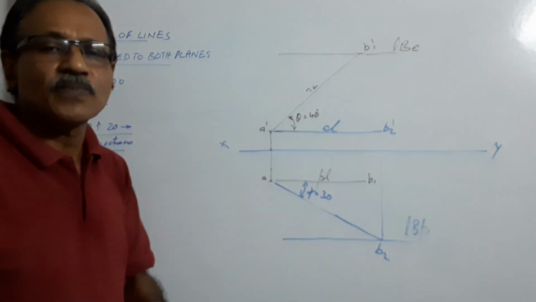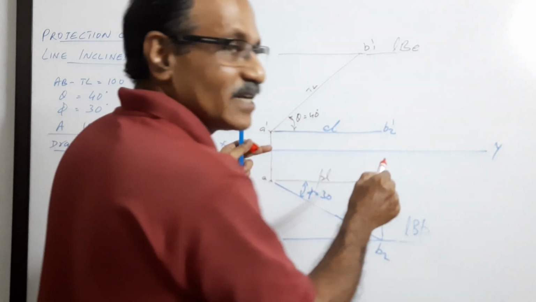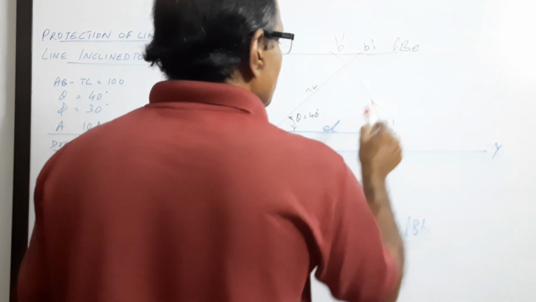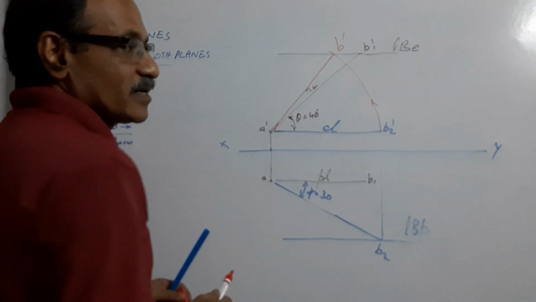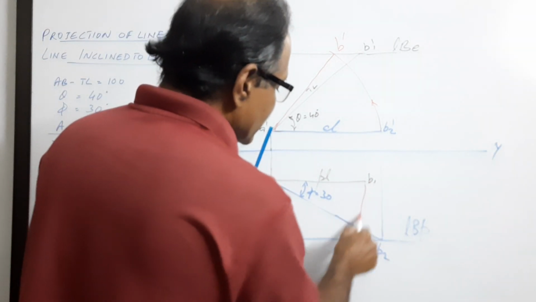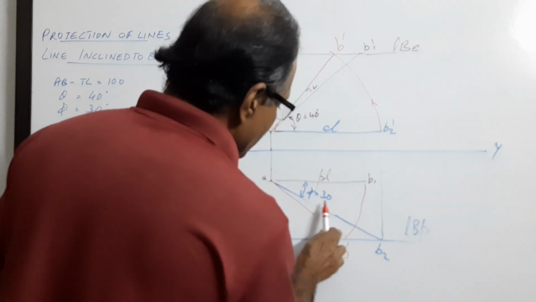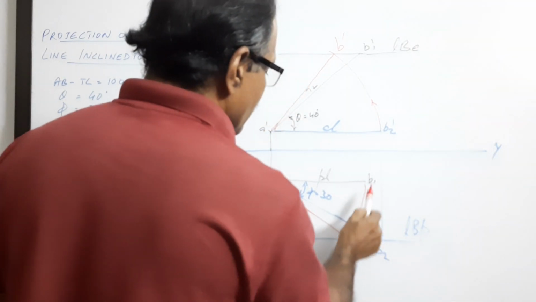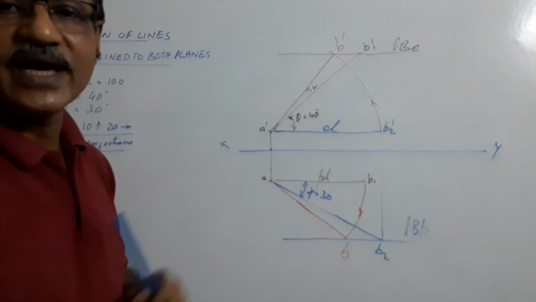Now we have to combine them. How to combine them? A dash as center, A dash B2 dash, that's elevation length, as radius, cut an arc, B dash. This is the final elevation of the line. Similarly, A as center, A B1 as radius, cut an arc, B. AB is the final plan of the line.